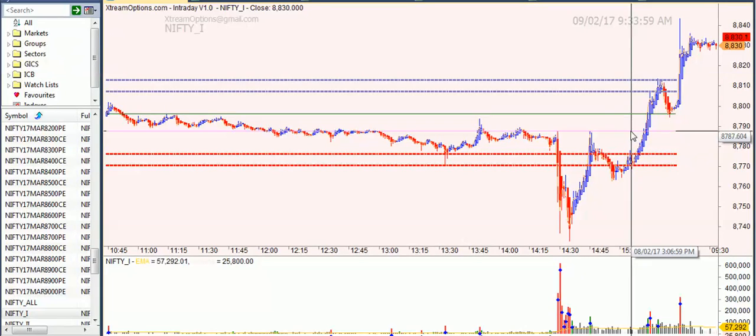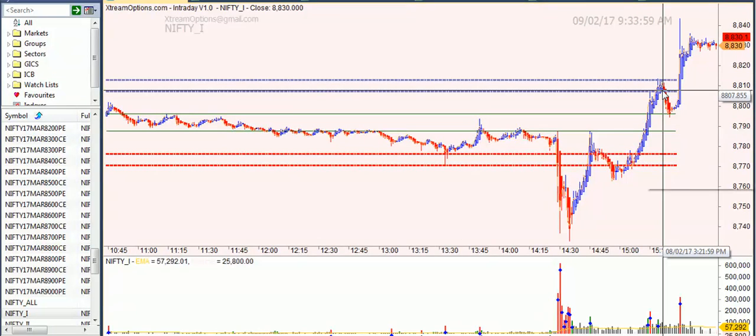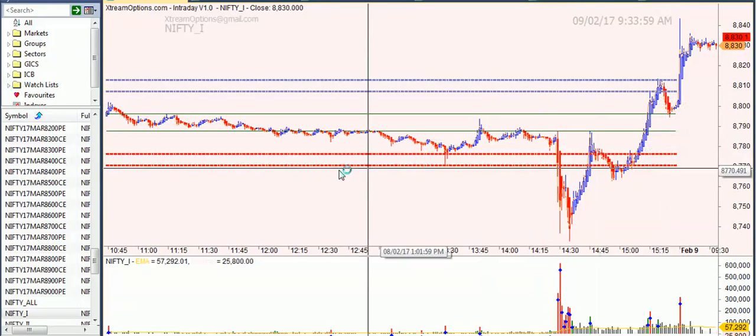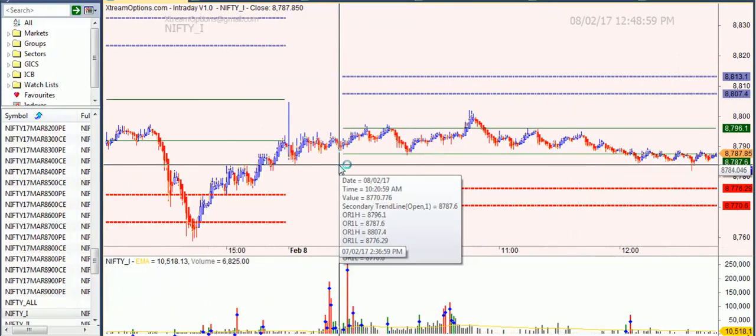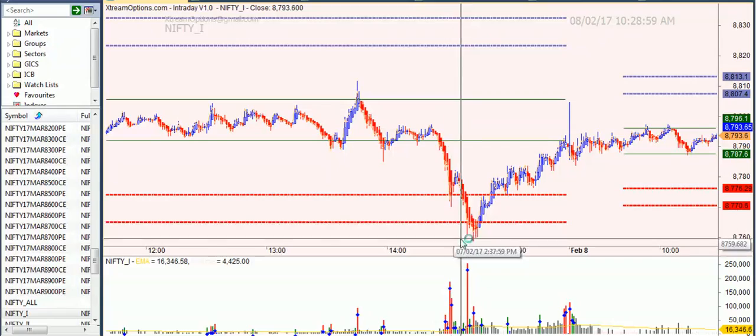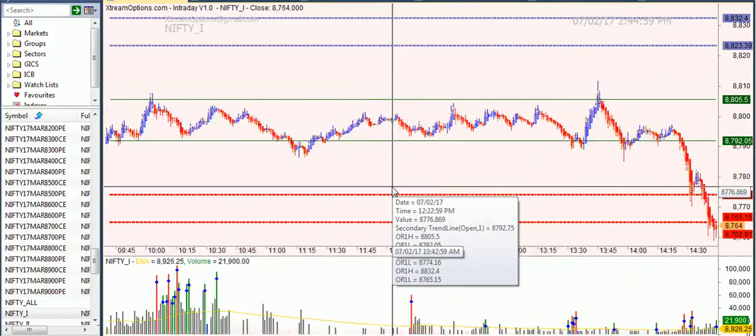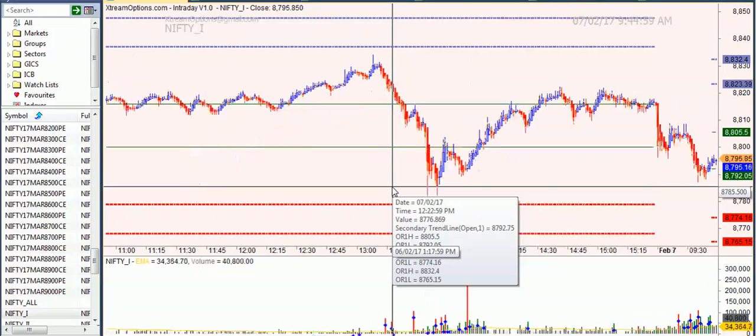And if I want to continue holding with a trailing stop loss, I get the next zone at 8807. So traders make a good amount of money. Again, previous day, here it hits, comes back into the neutral zone. You will see this happening almost every day.